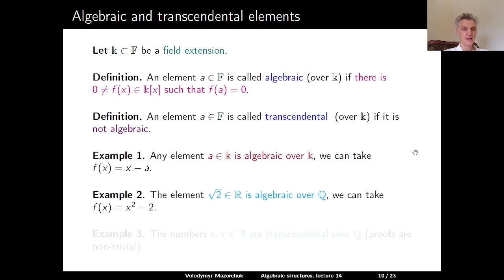Example 2. The element square root of 2, it's a real number. It is algebraic over Q because we can take as f of x the polynomial x squared minus 2. And the last example, the real numbers e and pi. So e is the base of natural logarithm, and pi, that's a usual number from geometry which relates the circumference of a circle with the diameter. So these two numbers are transcendental over Q. And the proofs of these two facts are quite non-trivial. We are not going to prove this in this course because we are not going to use it.